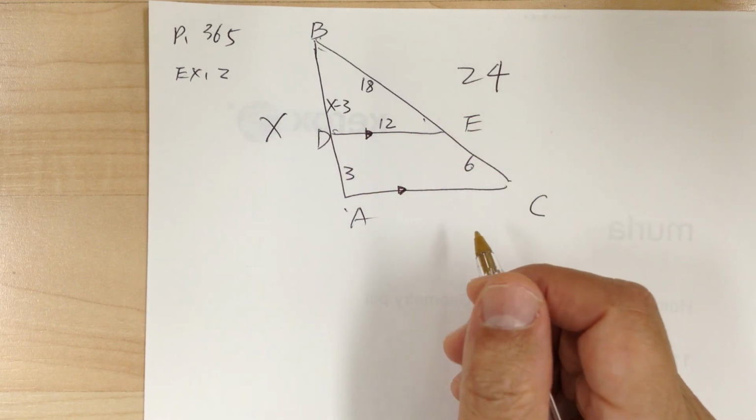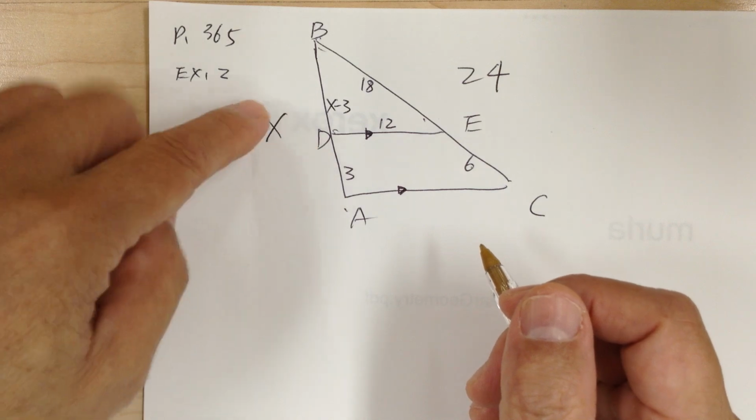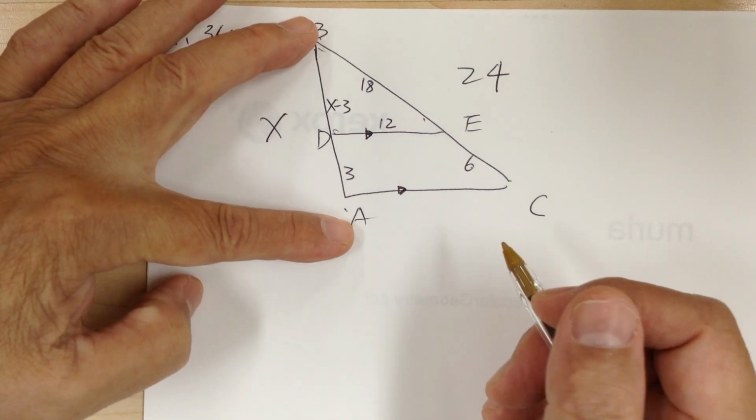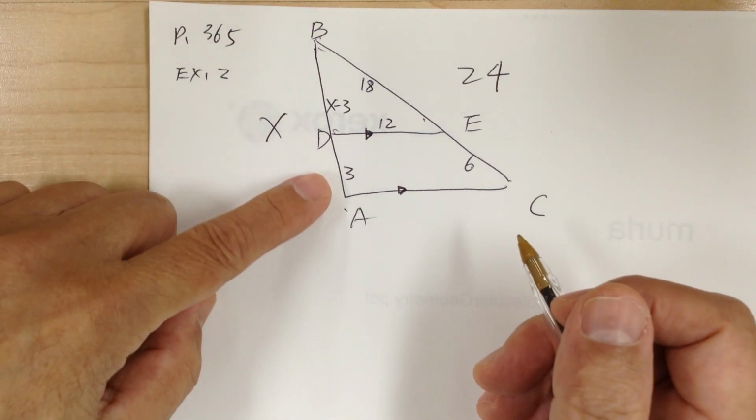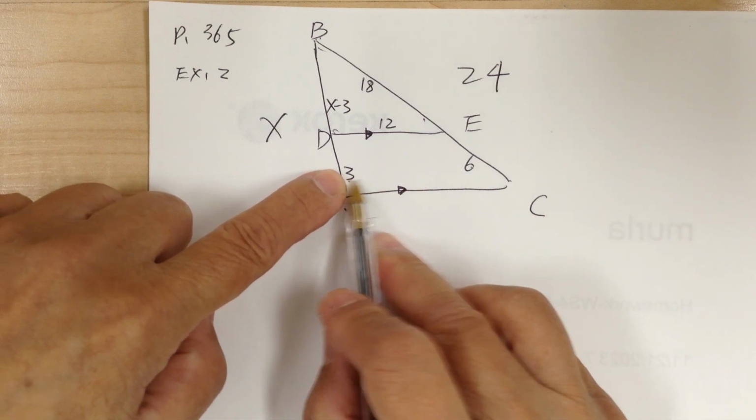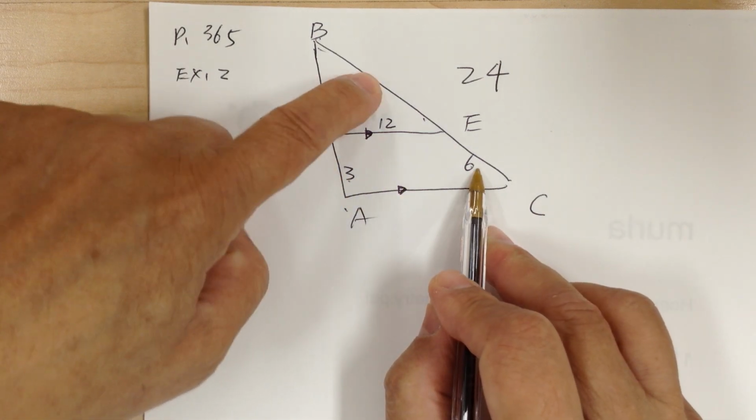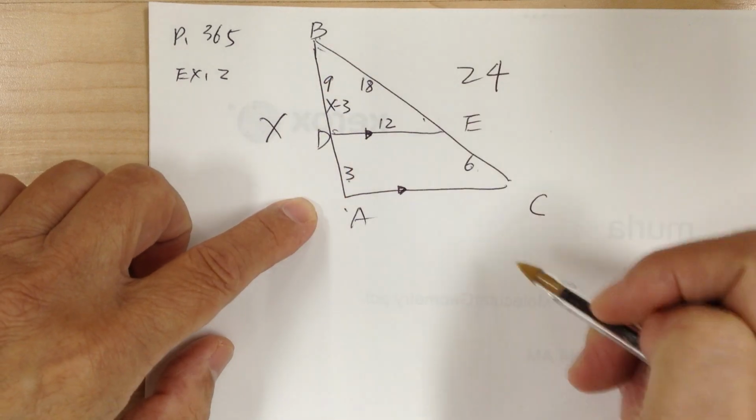So you're looking for BA. You're looking for x. Again, you can do the proportion. So notice this is half of that. So this will be half of that. So this will equal 9 already.